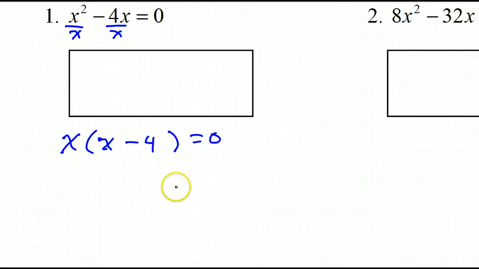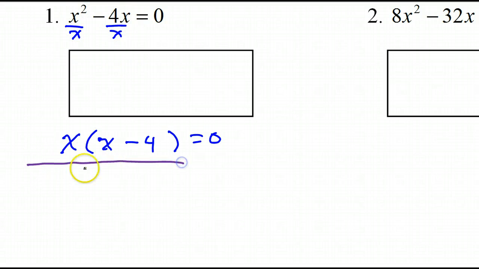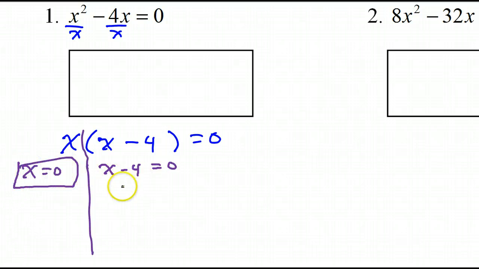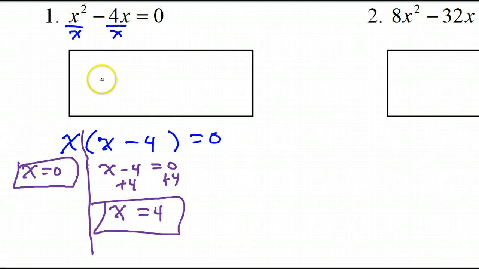So now it's time to use my zero product property. So please understand that I have two factors here. In fact, I'll split it like this. On the one hand, we have x equals 0. And on the other hand, we have x minus 4 equals 0. This is one of the answers. But adding 4 to both sides, I get that x can also equal 4. So the two solutions are 0 and 4.